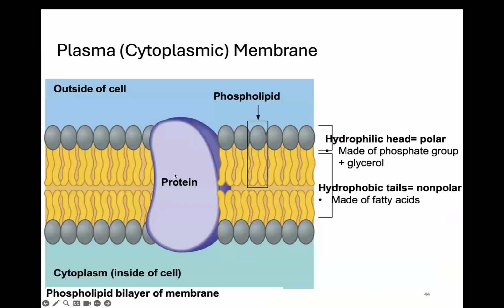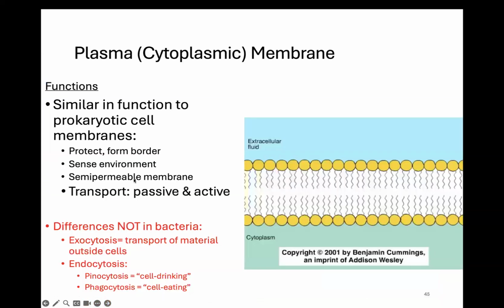So here is the cell membrane. Again, it's made up of a phospholipid bilayer and it has proteins in it. The phospholipid bilayer has hydrophilic heads and hydrophobic tails. The main functions include protection. Plasma membranes, or cell membranes, are there to protect the insides of cells. It acts as a barrier protecting the cell from all the external things it's exposed to.